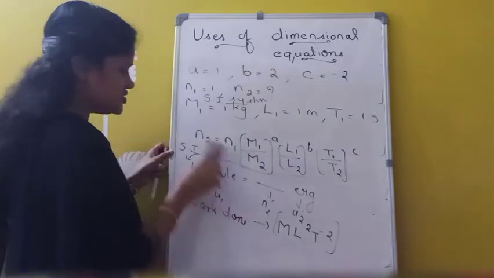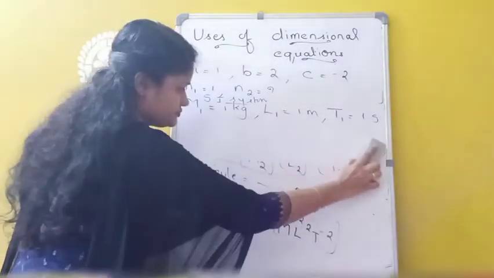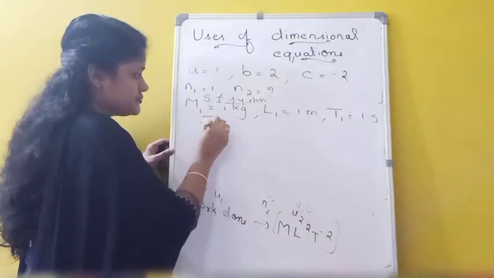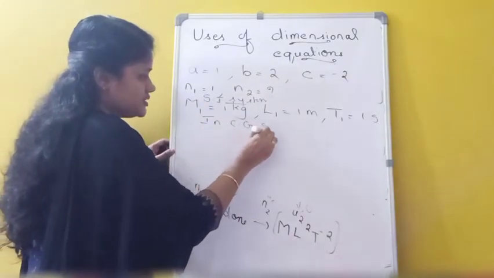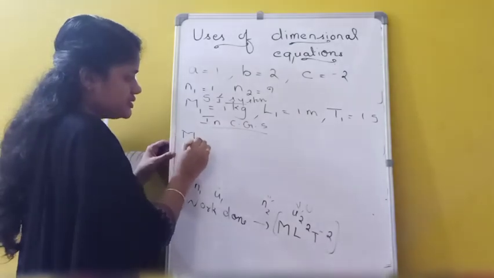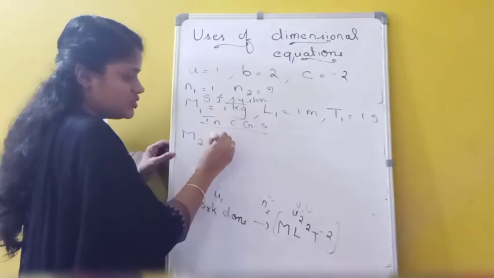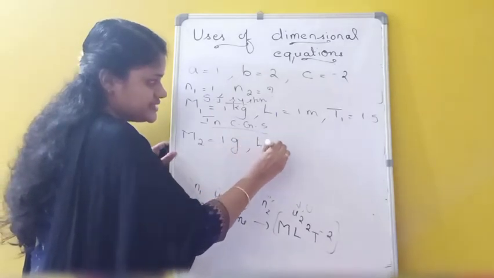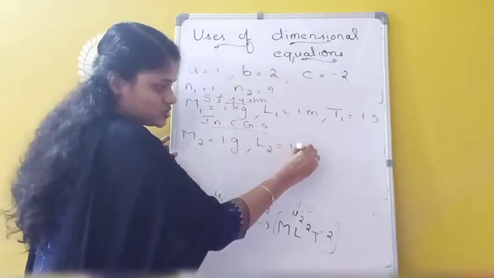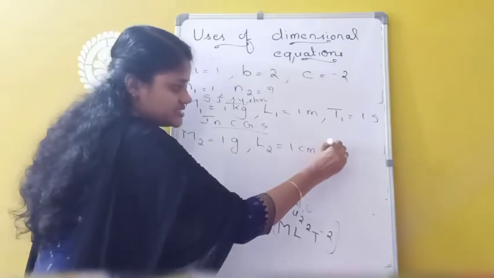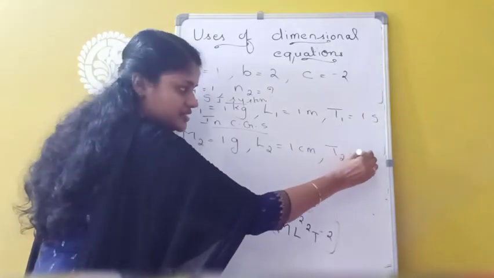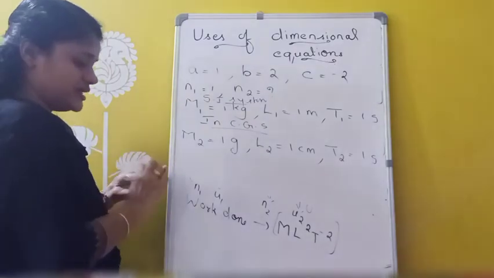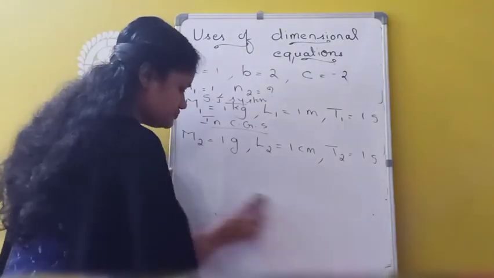Now in the CGS system, what is M2? M2 we can write as, instead of kilogram we have gram, 1 gram. And L2 in CGS, what is the unit? Centimeter, so 1 centimeter. And what is T2? The unit is the same, 1 second. Now we have to substitute in that formula to find N2.